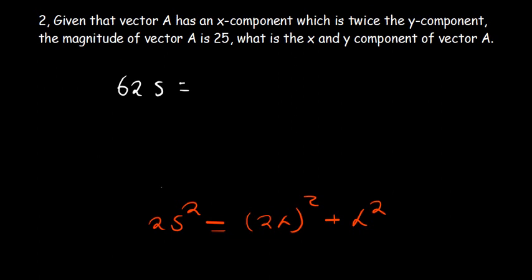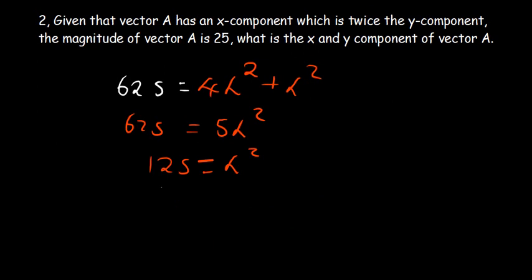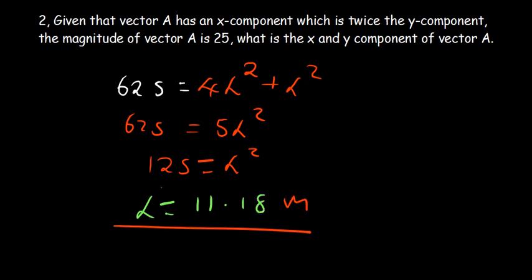2L squared is what? So that is 4L squared. Then you have L squared, so you have 5L squared. 625 divided by 5 is 125. What is the root of 125? 11.18. So L is 11.18 meters, right? So remember, L, this was denoting the what?